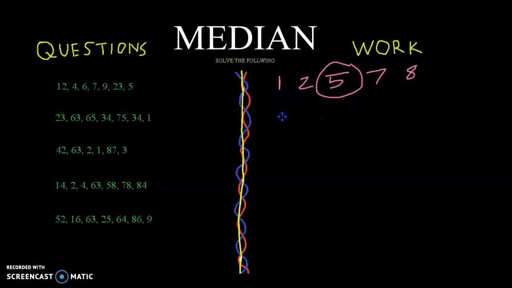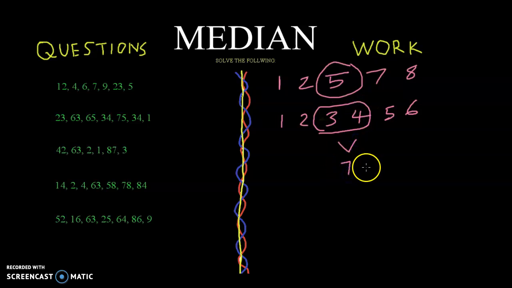But if it's like 6 numbers, let's say 1, 2, 3, 4, 5, and 6, those are 6 numbers. So there will be 2 medians. There are 2 to the side and 2 to the side. So 3 and 4, you add both of them, okay? Because there are 6 numbers and we don't have a single median, you try to find the median of these 2 numbers. So you add both of them, we get 7, and then you divide it by 2, and we get 3.5, and that is our median. So 3.5 would have been our median, okay?